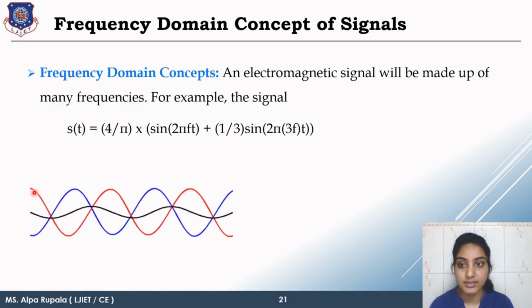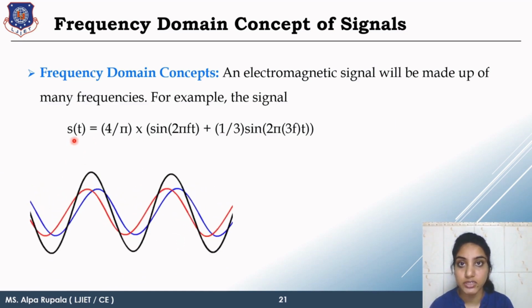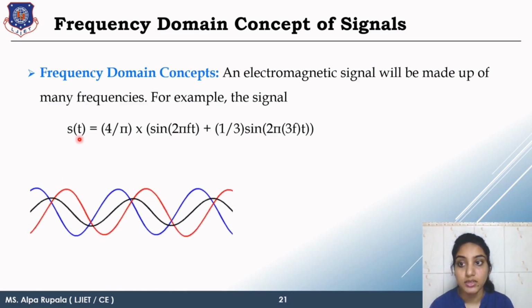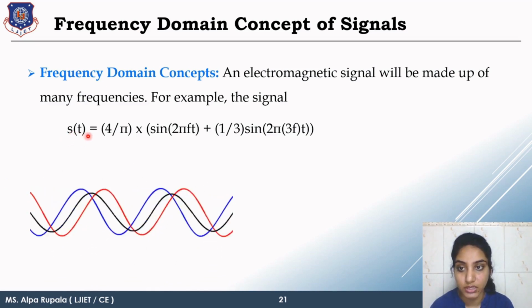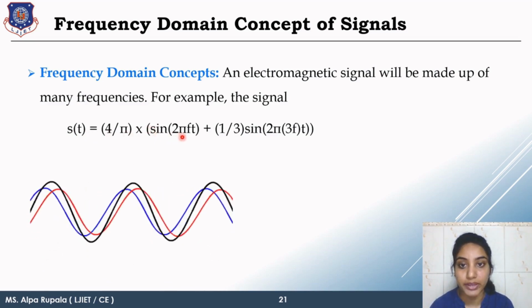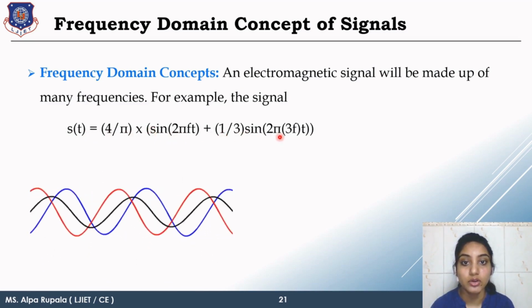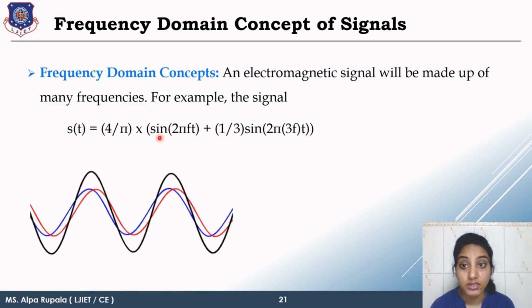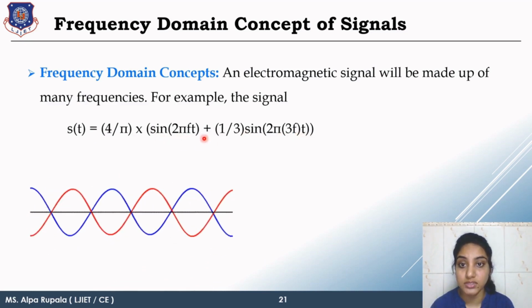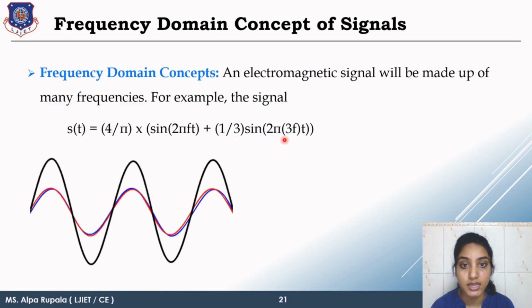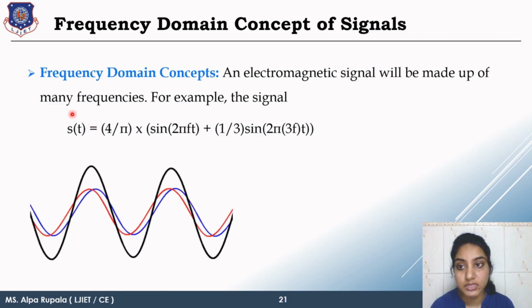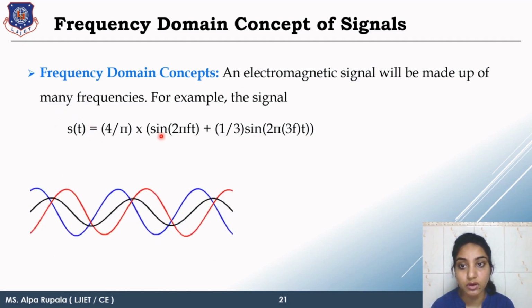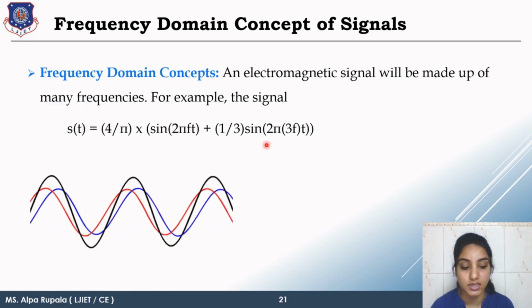Just by an example, I will try to help you understand the concept of the frequency domain. Suppose this is my representation of a signal in mathematical form: S of t is equal to 4 divided by pi sine 2 pi ft plus 1 by 3 sine 2 pi 3ft. Sine 2 pi ft is one signal and 1 by 3 sine 2 pi 3ft is another signal, and what we are representing is S of t, which is the combination of two frequency signals.